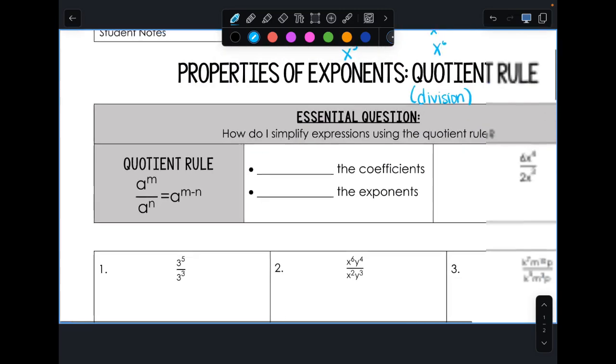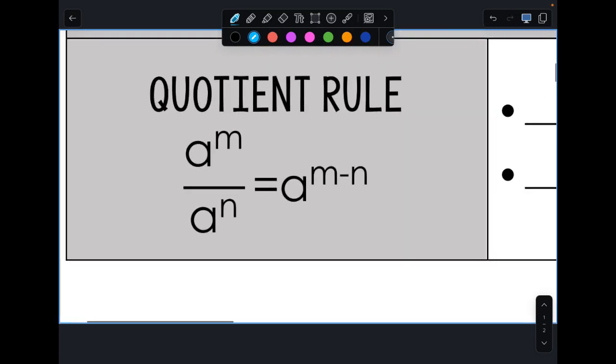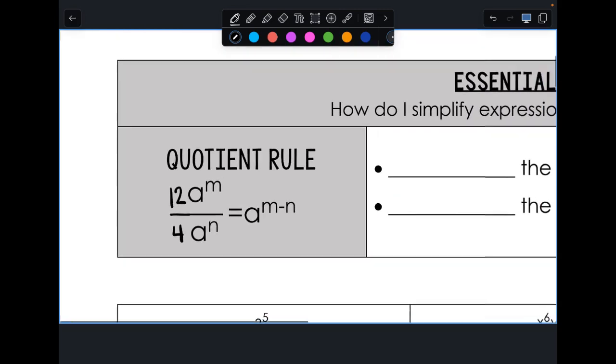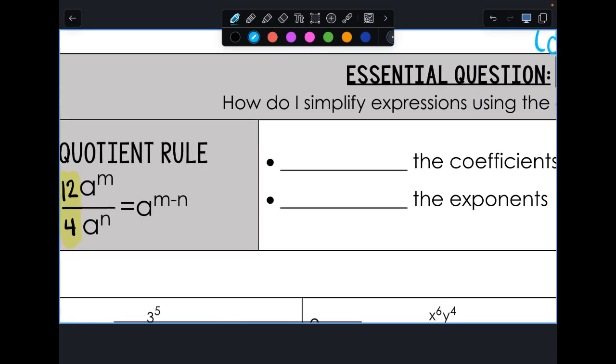Okay? So with the quotient rule, this is how it would look on your formula chart: a^m over a^n. Now I'm going to extend it a little bit just so we can see what we're supposed to be doing with the coefficients. Regular size numbers, those are coefficients, right? The numbers that are in front of a variable. With those, you're going to divide or simplify just like you normally would any other fraction.